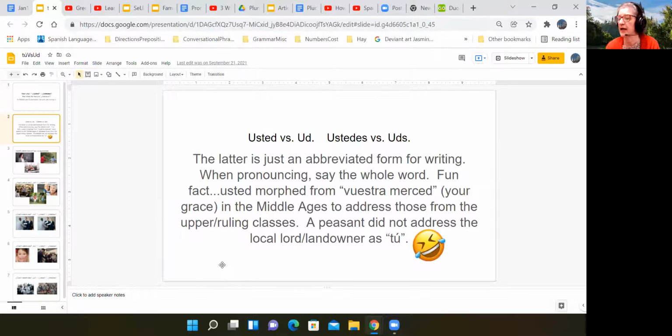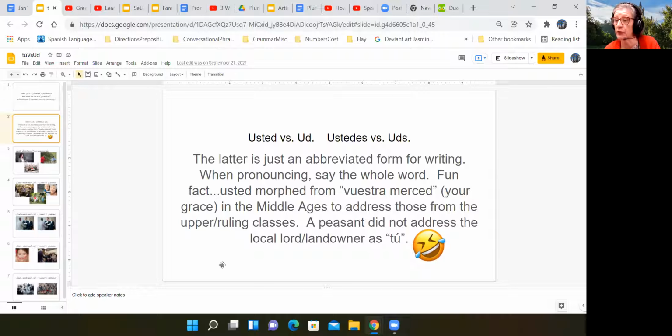A ver, okay. So just a little fun fact, usted is sometimes abbreviated to Ud. That does not mean we pronounce it ud. We have to pronounce it as a whole word. Just like if you see Mr. with a period, you don't say mer, you say Mister. We pronounce the whole word, even if you see it abbreviated, which you may. So usted gets abbreviated to Ud., and ustedes, the plural, you guys, gets abbreviated to Uds., because that S tells you a plural thing. So when you're pronouncing, say the whole word.